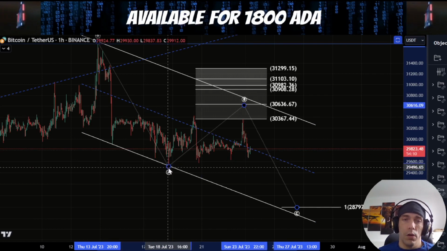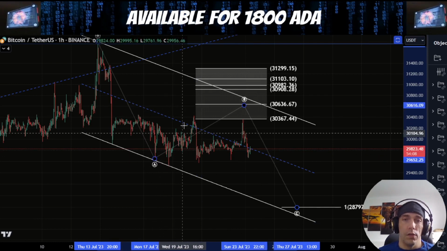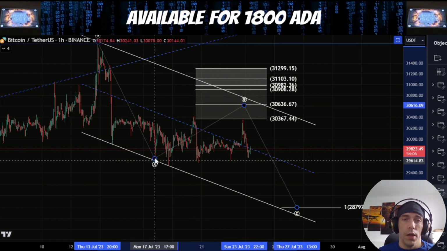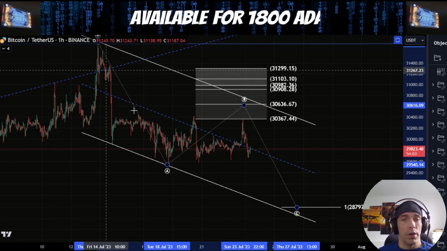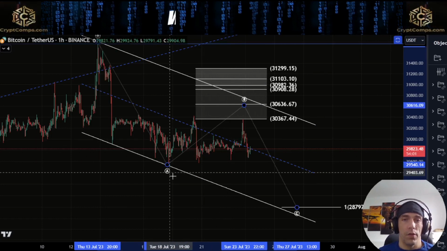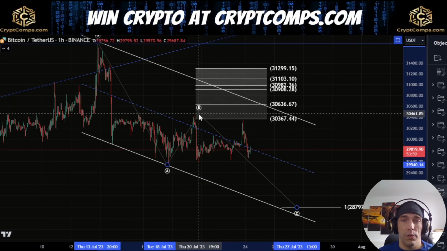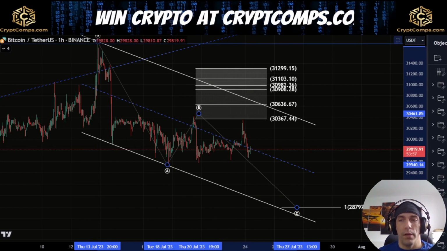Now, we could also argue that this A wave is over here, and this is all part of this corrective structure, in which case this would change the count slightly. We're going to go over this idea here that we're looking for this as A, B, and C to the downside first, and what we'd want to see looking to play out if this is the case.